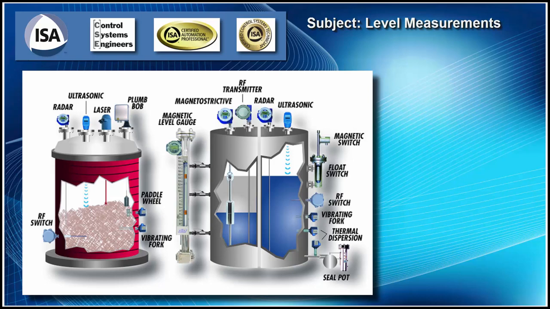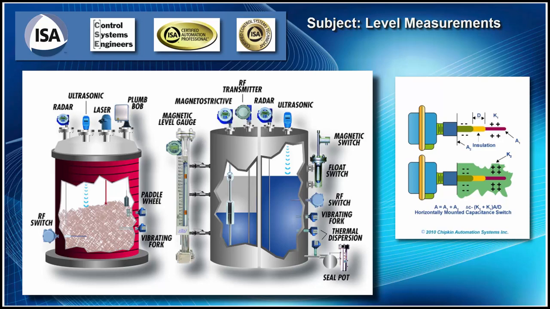And so looking at the left and working our way around, we have an RF switch. And the RF switch, it has basically a piezoelectric circuit or some kind of oscillating circuit, and it sends out a high frequency into the rod, which has capacitance. And when the material touches the rod, the capacitance changes, and therefore the voltage across the measuring circuit will change. So this is a point level switch. It just, when the material touches it, it switches off and on. That's all it does.